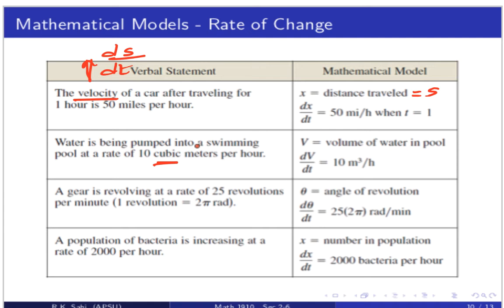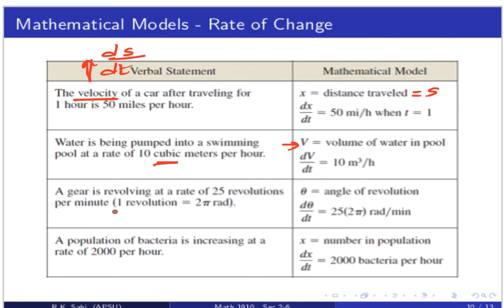So water is being pumped into a swimming pool at a rate of 10 cubic meters per hour. That means we're looking at the volume of the water in the pool. And when there is a change, then dV over dt is 10 cubic meters per hour. Cubic meters, or we write meter cube.